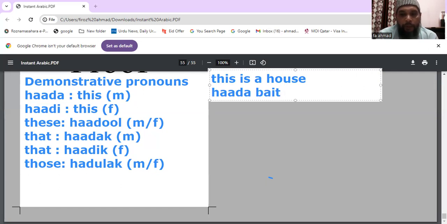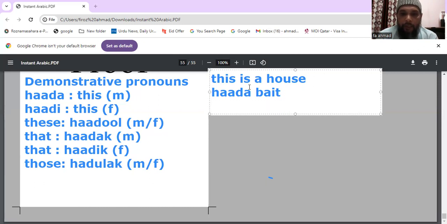As I told you, and you know already, in Arabic there is no "is". There is no word for "is". So hada means "this is". This is the house, hada bayt. Bayt is masculine.